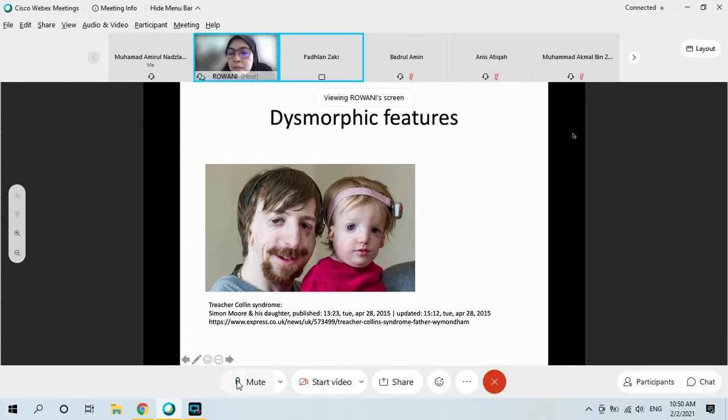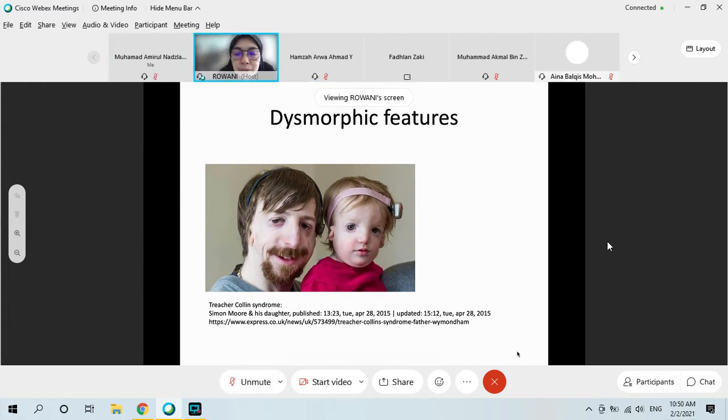Device. Hearing aids. That is a hearing aid, correct. So it means that the child is also deaf. But it's not just the child, isn't it? The father is also wearing hearing aids. So both of them have hearing issues, requiring hearing aids. Right. What else do you see?